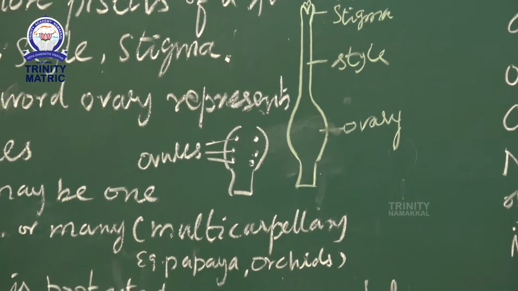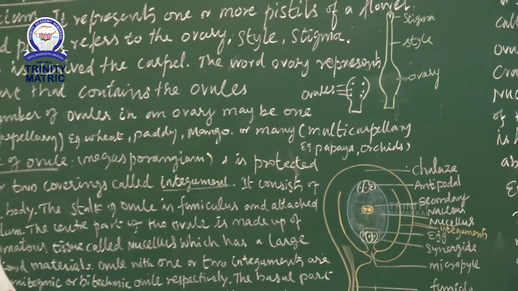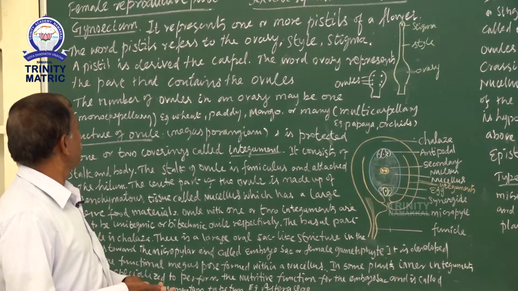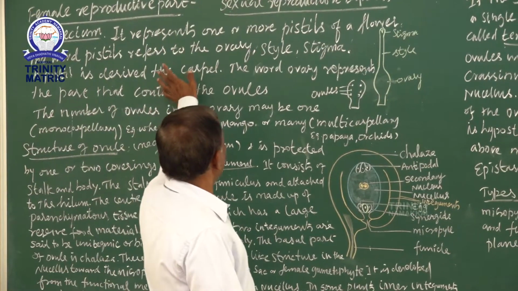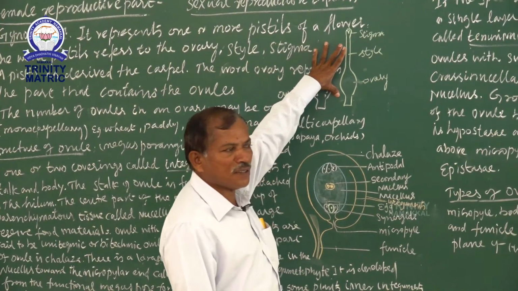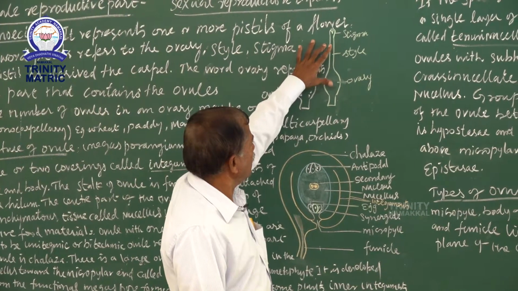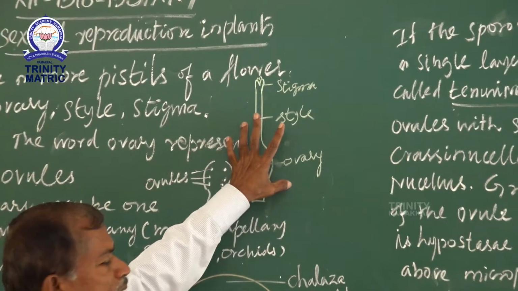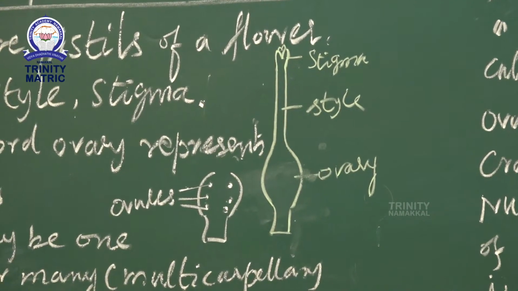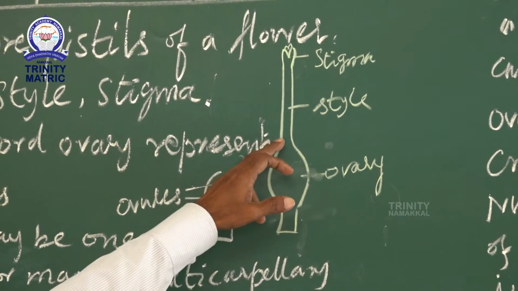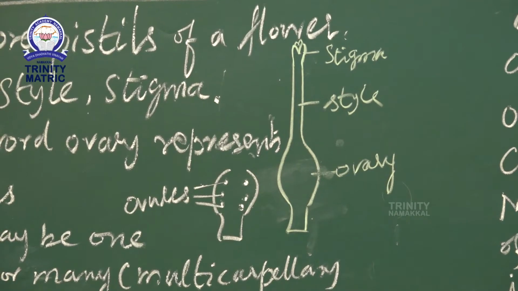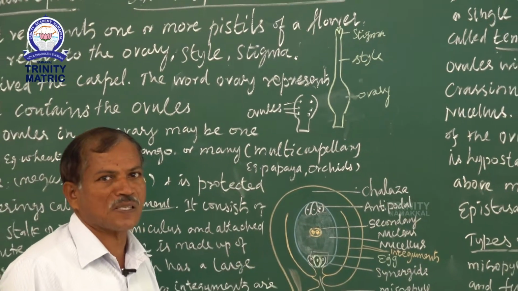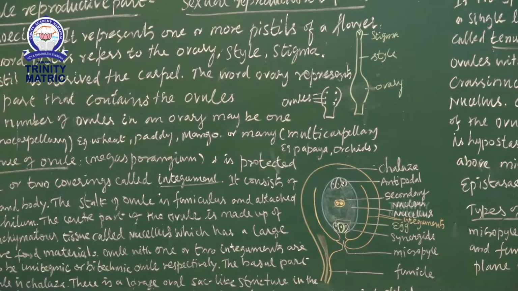Some flowers have only one gynoecium, some have many. That is called multicarpellary. So what is a pistil? The full part, the gynoecium, is otherwise called a pistil. It consists of stigma, style and ovary. The word pistil is derived from a carpel.